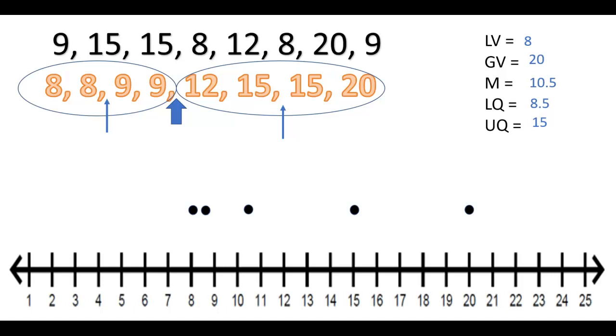So now we have to put in our box. And the box goes from our lower quartile to our upper quartile. So here's my box. You can see it goes from 8.5 all the way up to 15. Now I put in my line for my median. And then I put in my whiskers. There's my smallest and my biggest. And there we go. That's how easy it is to make a box plot.